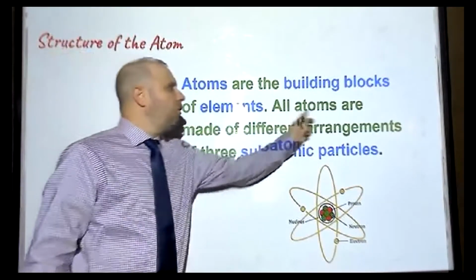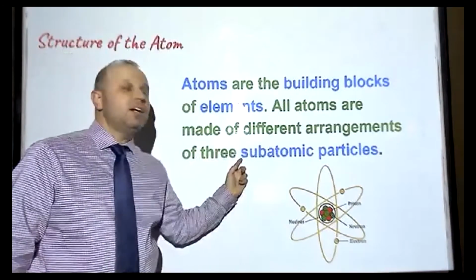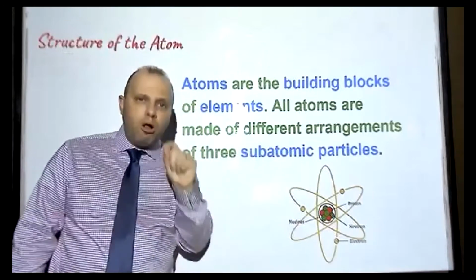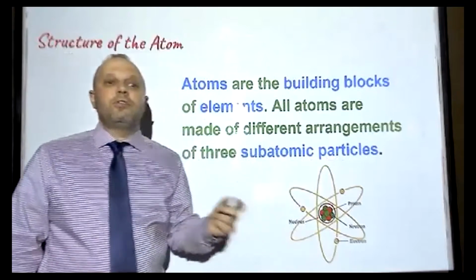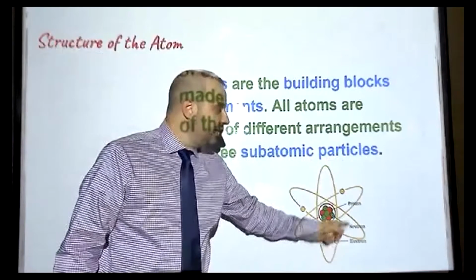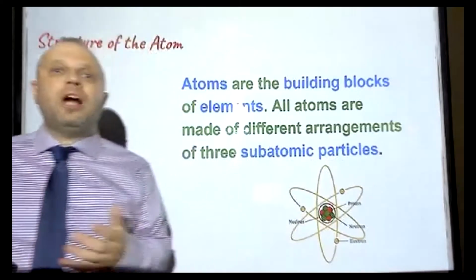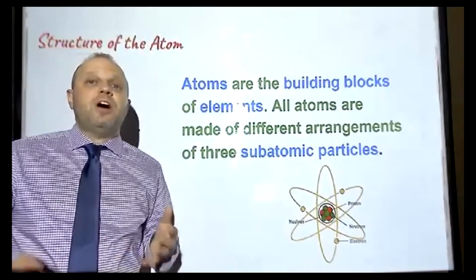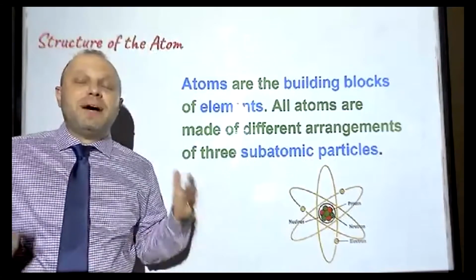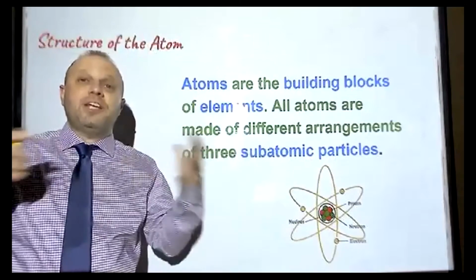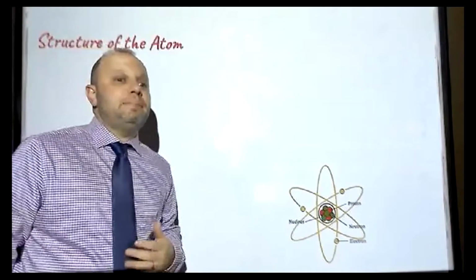Second part. All atoms are made of different arrangements of 3 subatomic, so that means smaller than the atom, subatomic particles. So those particles are the ones that are down here, the protons, neutrons, and electrons. And we learned about protons, neutrons, and electrons on Monday, or Tuesday, depending on your class, when we talked about how the atom was discovered and how all of these different pieces came together.